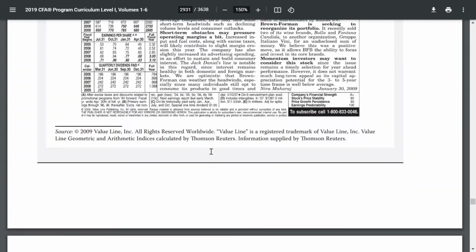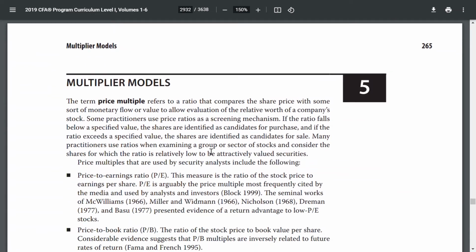Okay. Multiplier models. The term price multiplier refers to a ratio that compares the share price with some sort of monetary flow or value, to allow evaluation of the relative worth of a company's stock. Some practitioners use price ratios as a screening mechanism. If the ratio falls below a specific value, the shares are identified as candidates for purchase. And if the ratio exceeds a specified value, the shares are identified as candidates for sale.